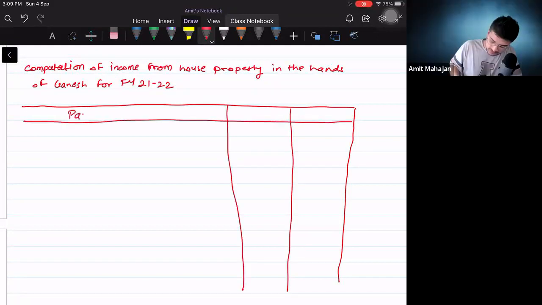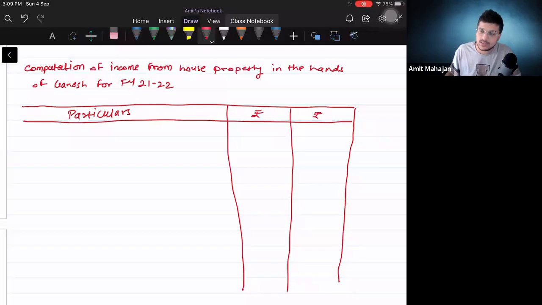As I told you yesterday, don't waste your time in presentation for the time being. Line marne mein time waste mat karna. In life also and in exam also, right? Okay. In particulars, rupees and rupees.